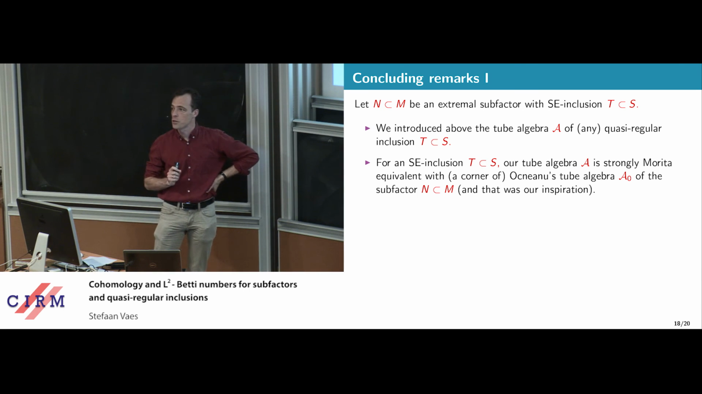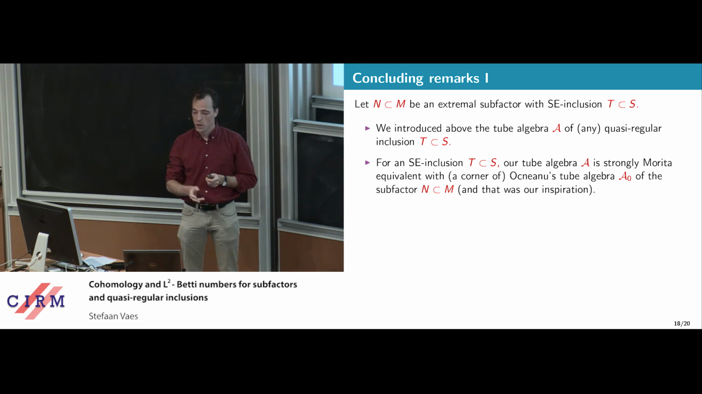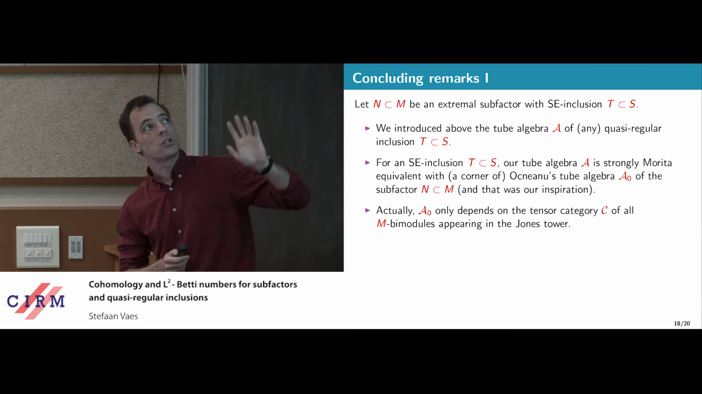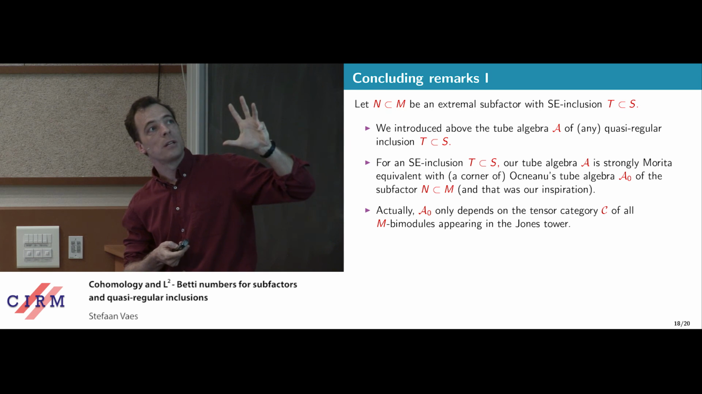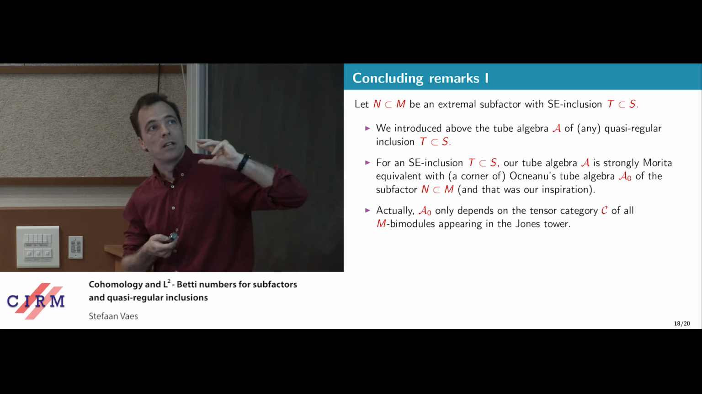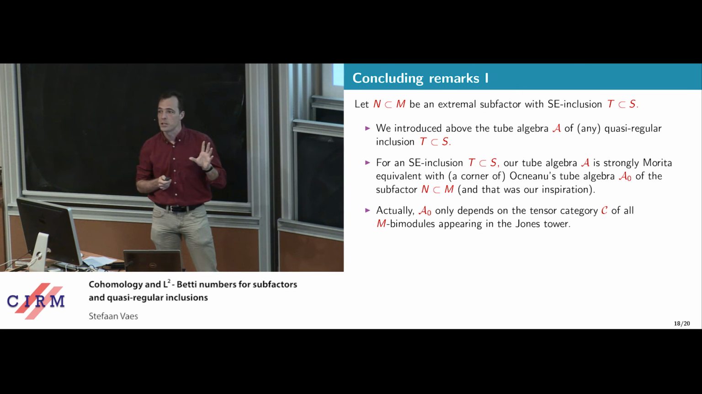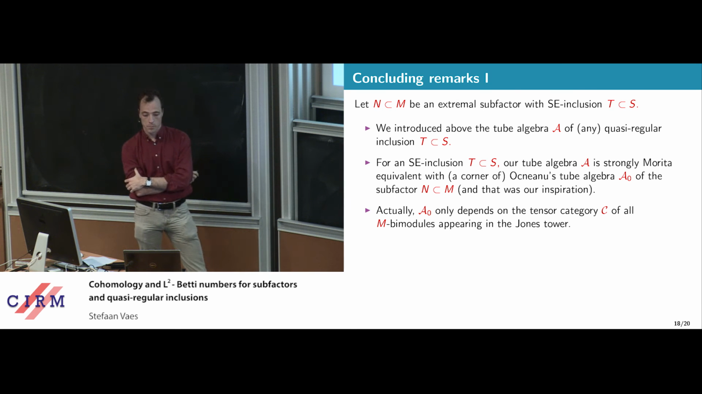Now, for the SE inclusion of a subfactor, for those who know, this is actually nothing else, up to Morita equivalence, than Ocneanu's tube algebra of the subfactor. It's not something I will explain here, but that was our motivation and our inspiration. This tube algebra of Ocneanu only depends on the tensor category of all bimodules that appear in the Jones tower. What I mean is that you really view this as a so-called rigid C-star tensor category. So it means that this tube algebra makes sense for rigid C-star tensor categories. That was already observed before by Ocneanu.